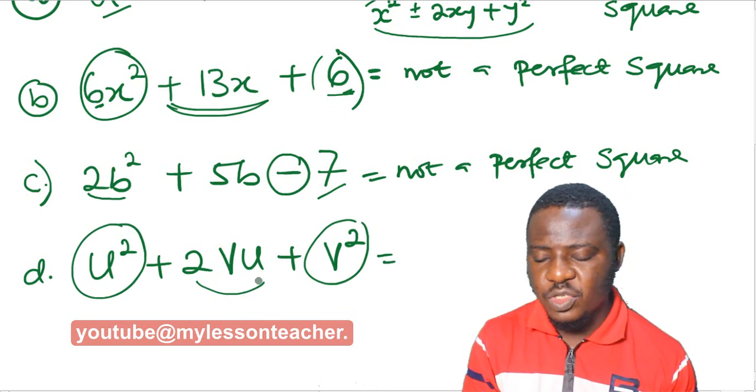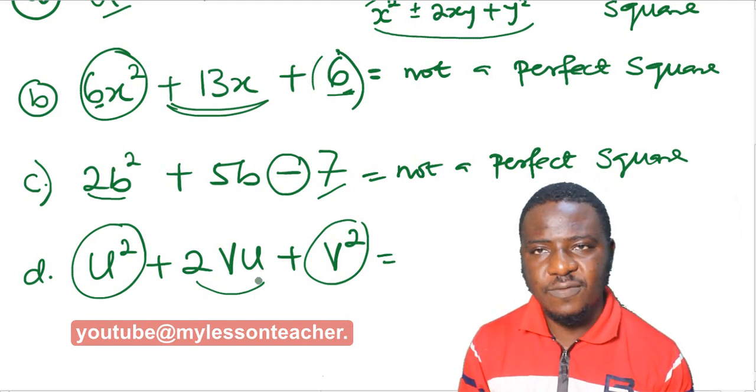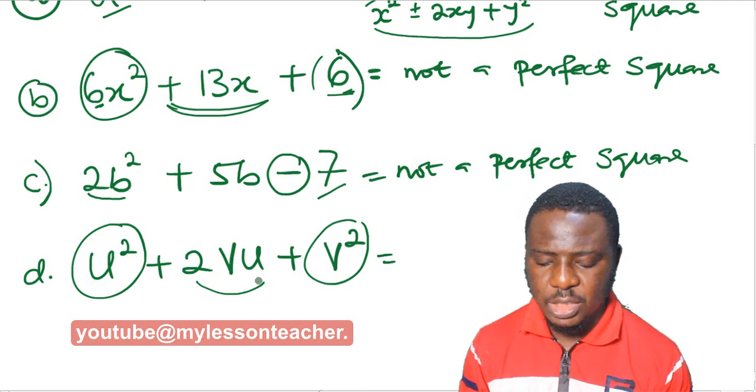u squared and v squared are said to be perfect squares because the square root of v squared is v, as well as the square root of u squared is u. So both are perfect squares.